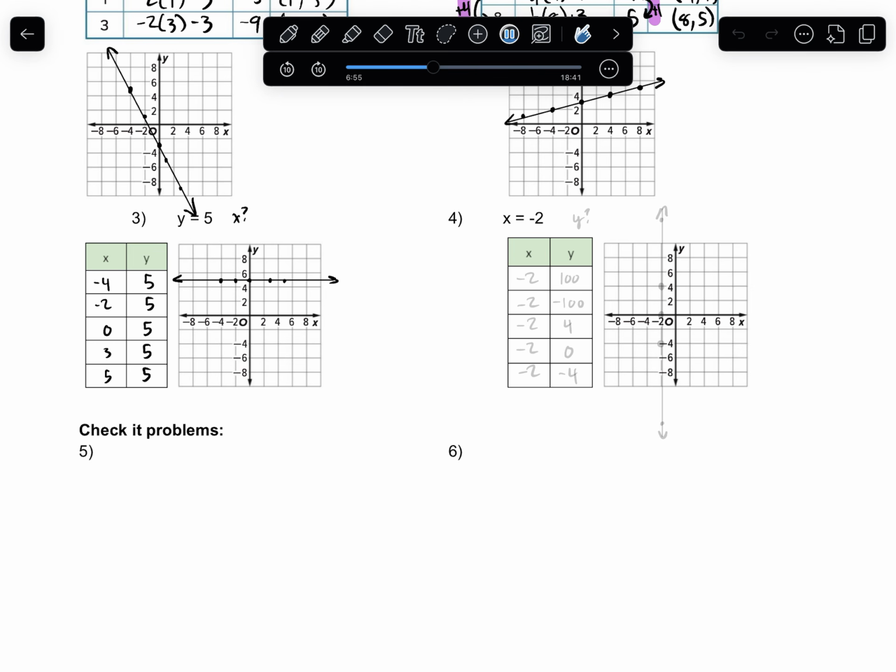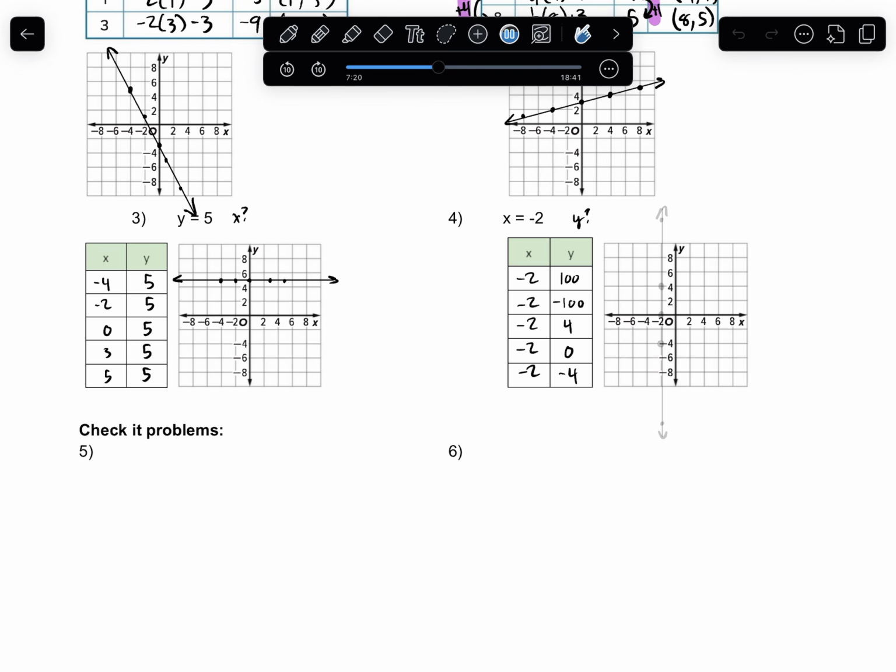And same over here. Where's the y value? We don't see a y. But we do know that all the values for x are -2. And same thing. I can say that y is 100, y is -100. It honestly doesn't really matter at this point.